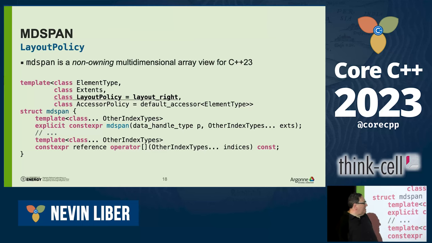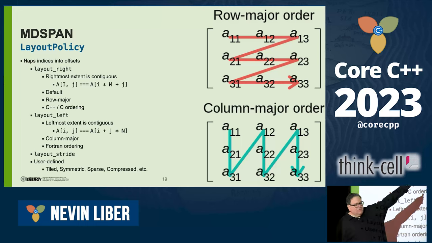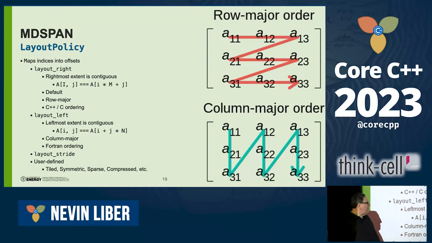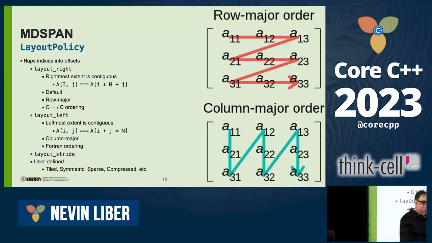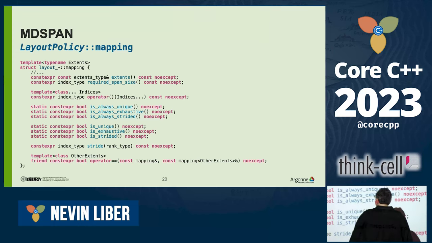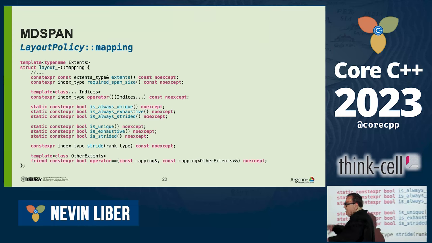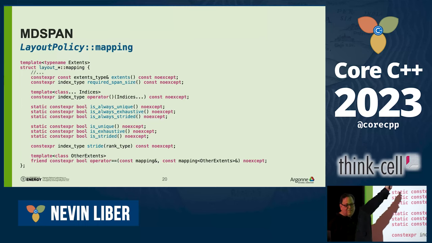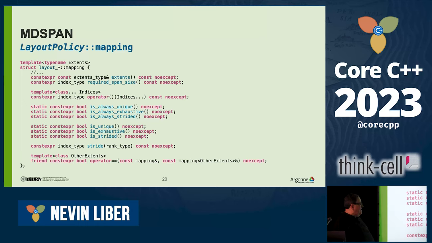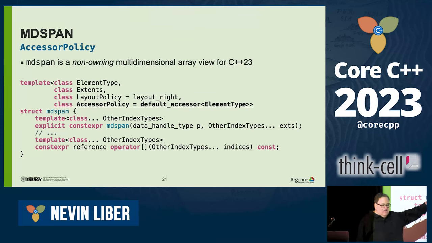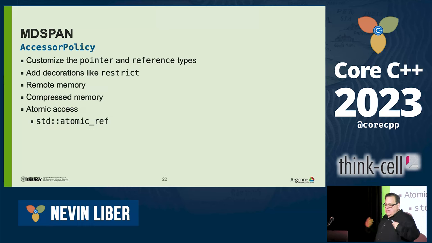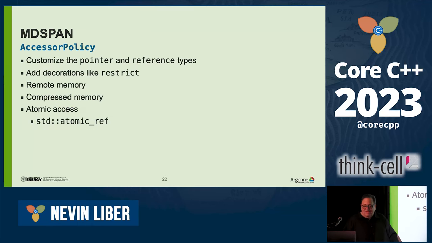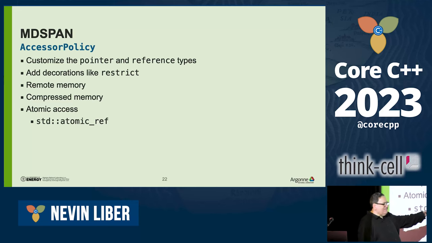And then layout policy, which is: is it row major, is it column major, is it strided? Layout policy is a concrete type, and then inside there's a templated mapping class, templated on the extents. And then a way to access data, like if you want a fancy pointer kind of thing, or restrict, which would be non-standard currently, or atomic access, etc.